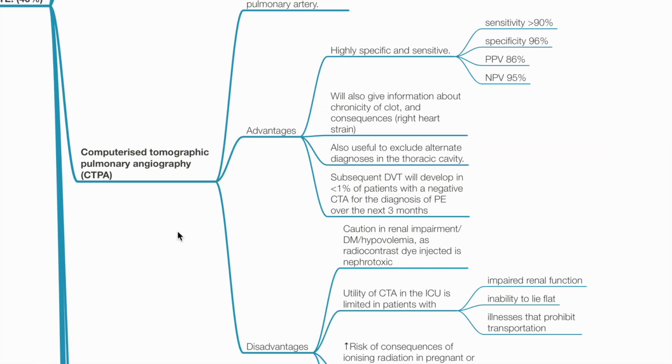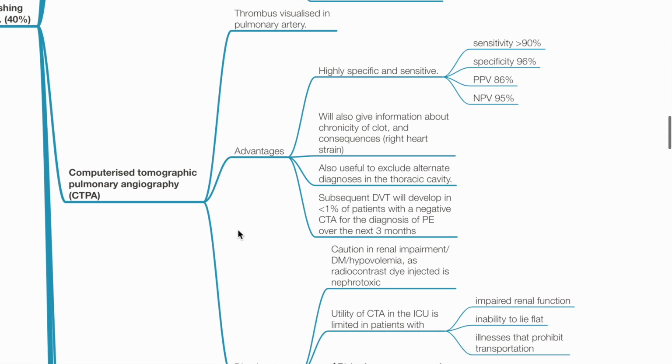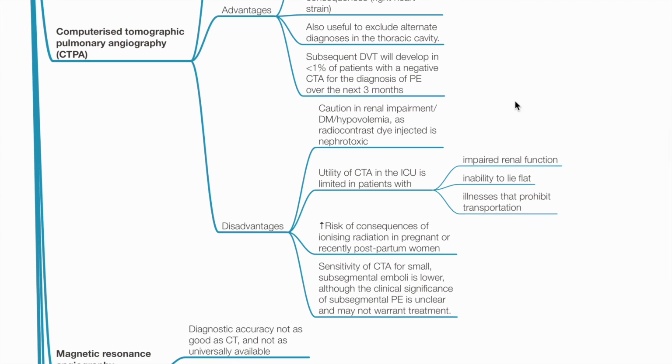CTPA may show thrombus visualized in pulmonary artery in PE. Advantages: high specificity and sensitivity. Also gives information about chronicity of the clot and its consequences, such as right heart strain. It is also useful to exclude alternative diagnosis in the thoracic cavity. Disadvantages: caution in renal failure, diabetes mellitus and hypovolemia, as radiocontrast dye injected is nephrotoxic.